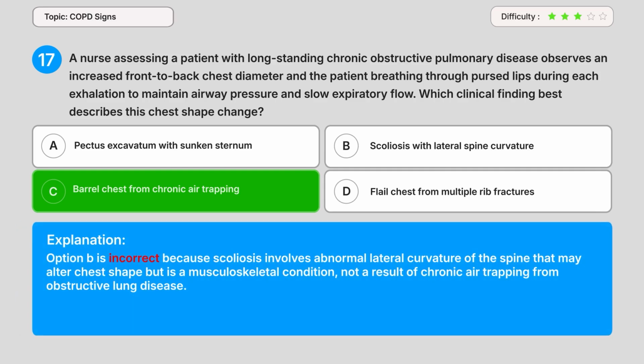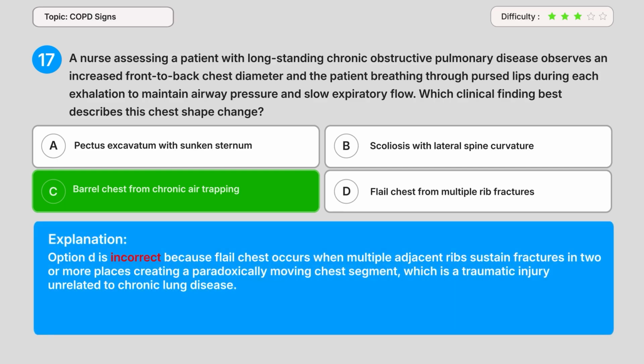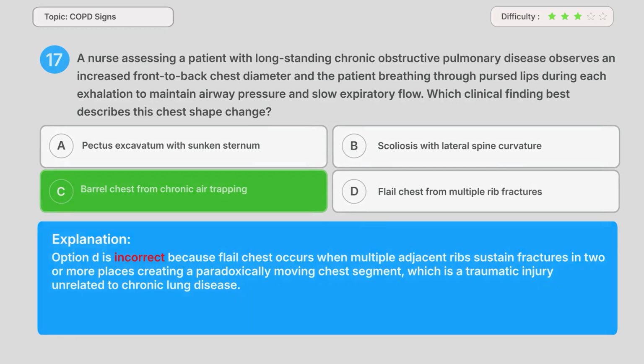Option B is incorrect because scoliosis involves abnormal lateral curvature of the spine that may alter chest shape, but is a musculoskeletal condition, not a result of chronic air trapping from obstructive lung disease. Option D is incorrect because flail chest occurs when multiple adjacent ribs sustain fractures in two or more places, creating a paradoxically moving chest segment, which is a traumatic injury unrelated to chronic lung disease.